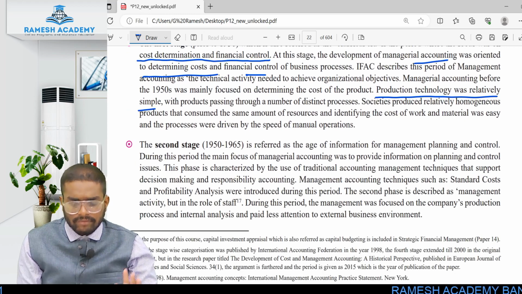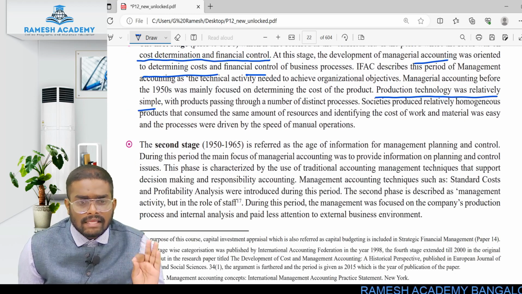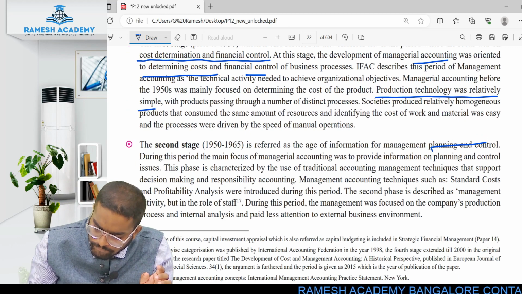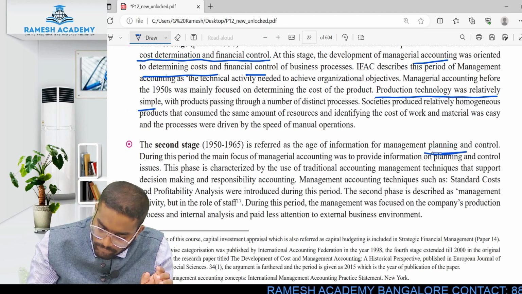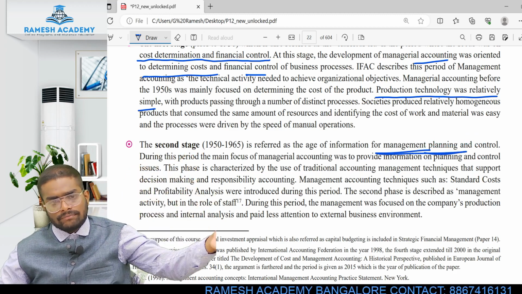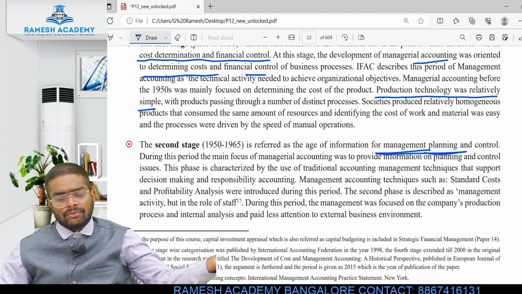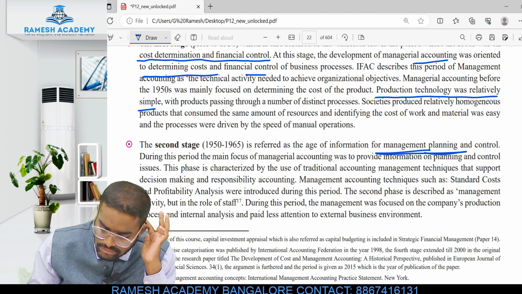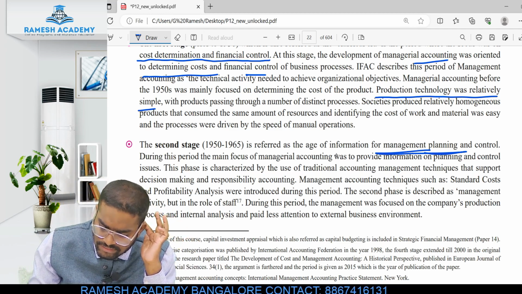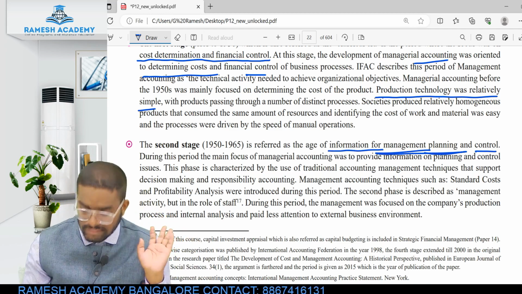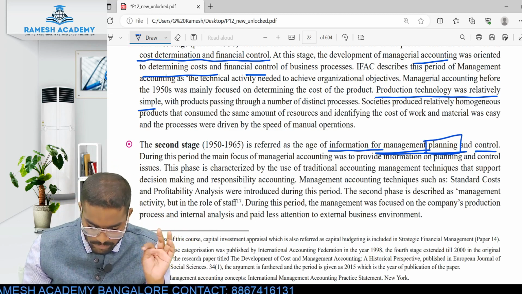So second, we have the second stage. In this stage we came to the process of planning. So anyhow we were computing cost from the previous stage only. Now we came with planning. Second stage is referred as the age of information for management, planning and control. In this, planning is important. Planning keyword is important.